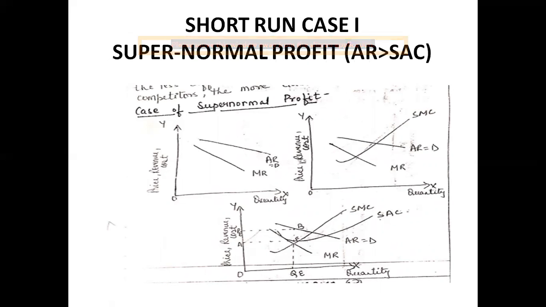So the first case in the short run is the case of supernormal profit. Repeatedly I have said that supernormal profit is a condition where average revenue is greater than short run average cost. So how are the graphs of monopoly and monopolistic competition differentiated? Because in monopolistic competition there are many competitors, the demand curve is more elastic, and we can see the more elastic demand curve. So the average revenue and demand curve is drawn, then the marginal revenue curve has been drawn, and then we will draw short run marginal cost to determine what? To determine the equilibrium point. So the point at which the short run marginal cost is equal to the marginal revenue and it is cutting from below, that is the equilibrium point.